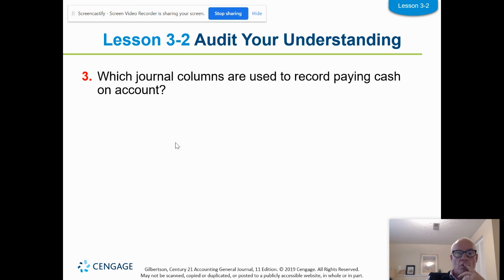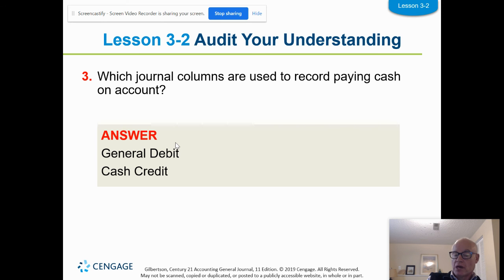Which journal columns are used to record paying cash on account? We just did that one just a moment ago. We obviously have a special column for cash. And we're also going to have to put into the account title for accounts payable as well. What are we debiting? We're debiting a liability called accounts payable. What are we crediting? Cash, which has its own special column. So we're going to have a general debit to accounts payable. We're going to have a cash credit in the cash credit column. It already exists on the multi-column journal.